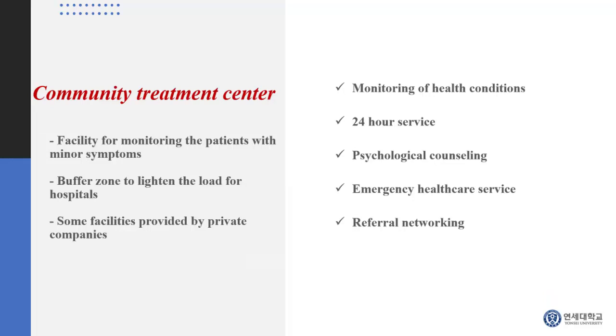The Community Treatment Center is the facility for monitoring patients with minor symptoms. It is a buffer zone to lighten the load for hospitals. Some facilities were provided by private companies. In this community treatment center, the following services are provided: monitoring of health condition is a 24-hour service. Psychological counseling is also provided. Of course, they provide emergency healthcare services and they have already set up the referral network.